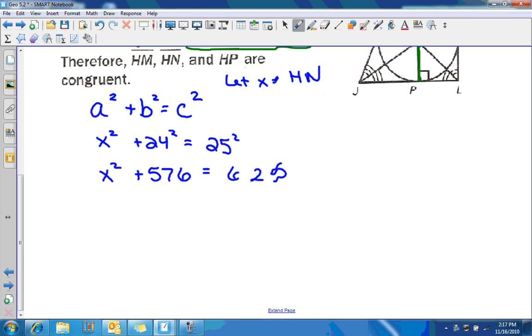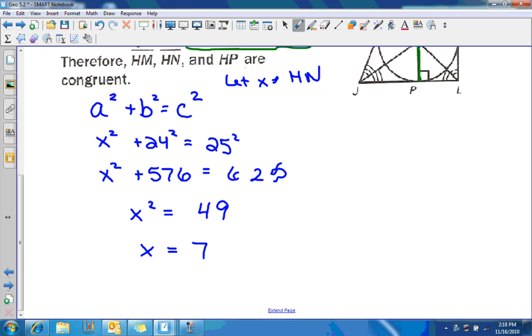And then you subtract the 576 from both sides, so you get x squared equals 49. And then you take the square root of both sides. Now, when you're solving an equation and taking the square root of both sides, you get both positive and negative. But because we're talking about distance or length, you only want the, what? Do you want negative? No, right. You only want the positive because negative lengths do not exist, right? So the square root of 49, only the positive, is 7.